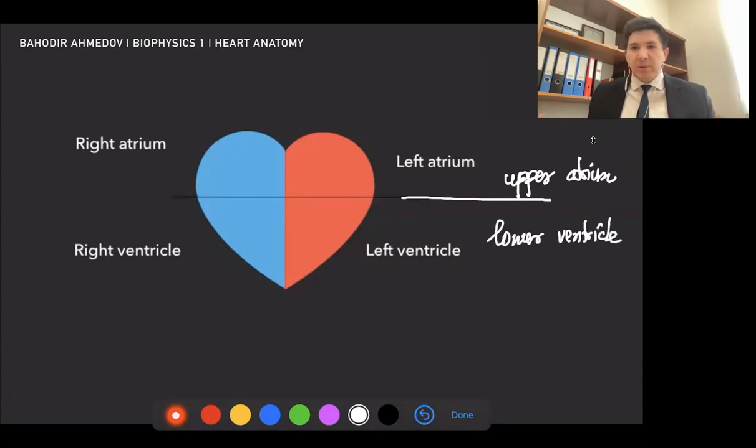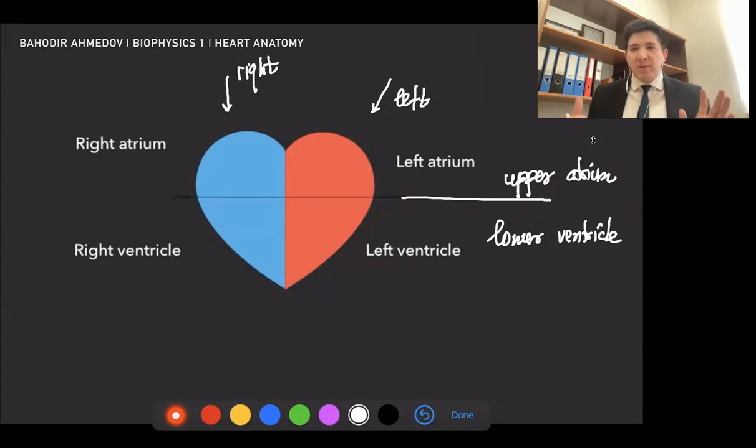Please note that here the orientation of the right and left is swapped because we are looking at the heart anatomy from inside to outside, right? So this part is going to be the left part of the heart, and this is going to be the right part of the heart. Please note that this figure is not to scale, because the left part of the heart is slightly bigger than the right part.